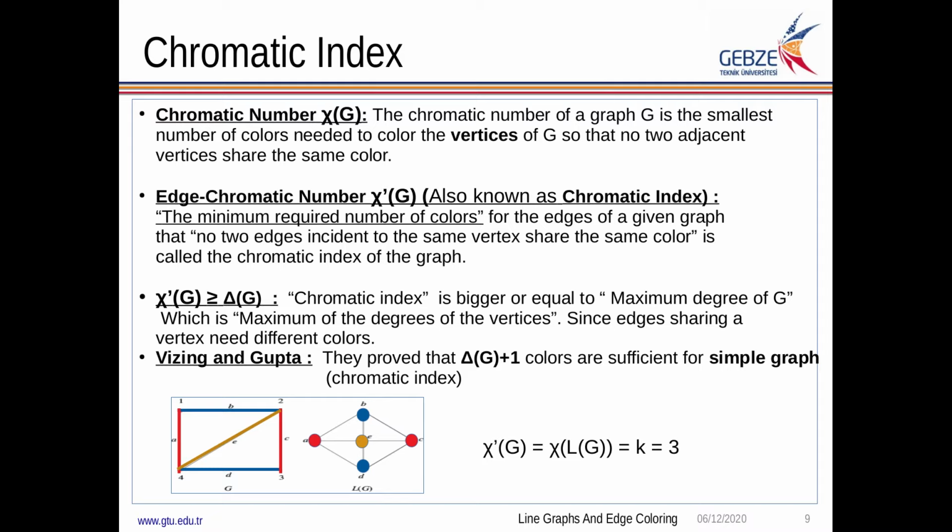And for the edges, this was for vertices, and for the edges we have the edge chromatic number chi prime of G, also known as the chromatic index. The minimum required number of colors for the edges of a given graph such that no two edges incident to the same vertex share the same color is called the chromatic index of the graph.